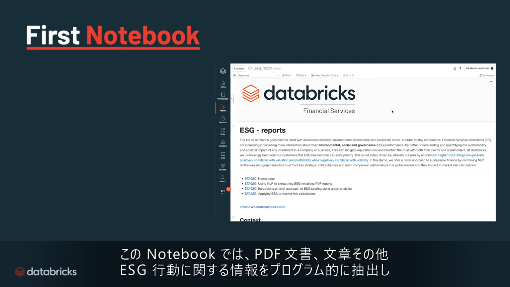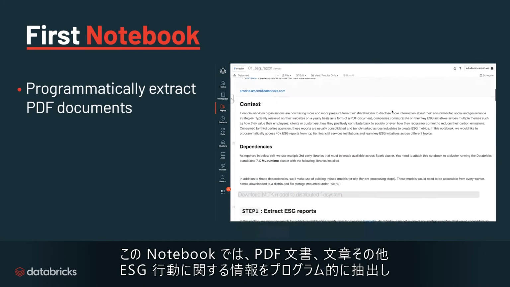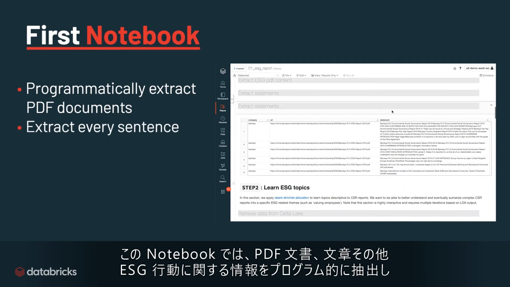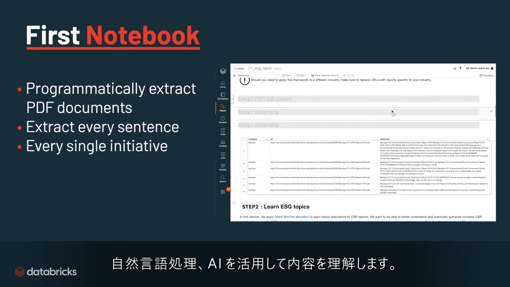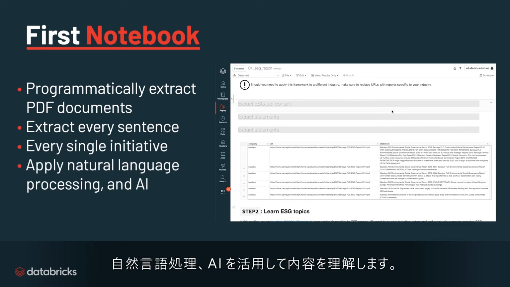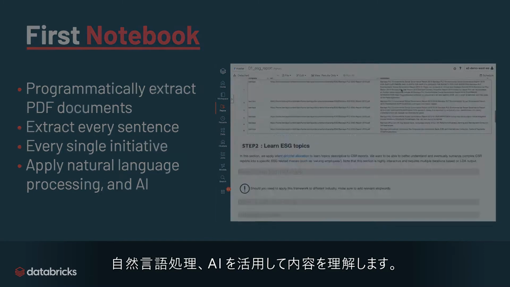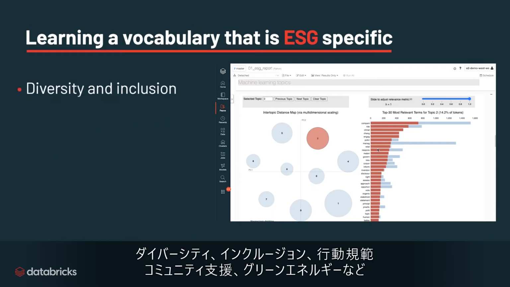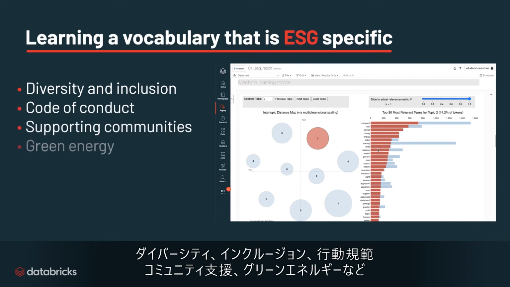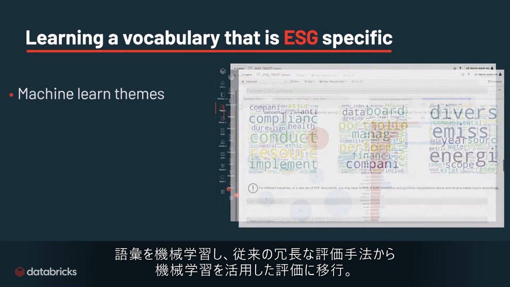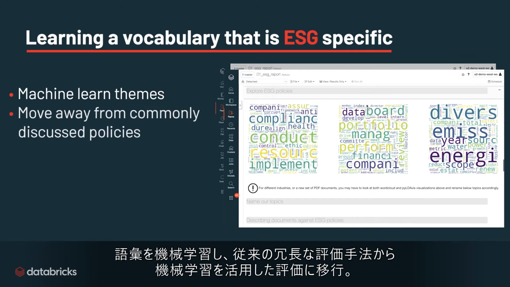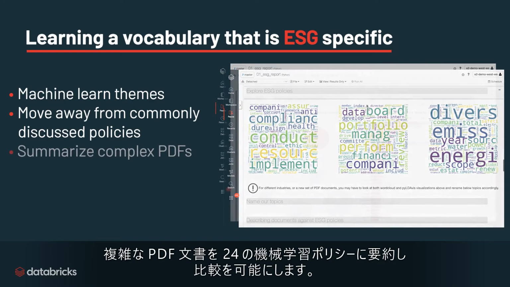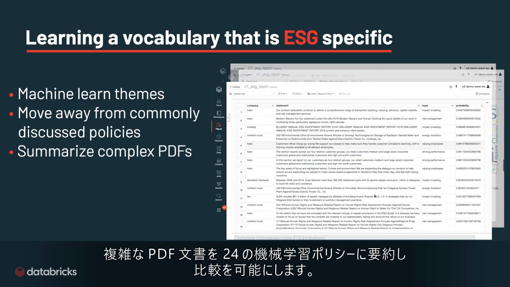This first notebook shows practitioners how to programmatically extract PDF documents, extract each and every single sentence, every single initiative, and apply natural language processing and AI to understand what those statements are all about. Learning a vocabulary that is ESG specific, with themes such as diversity and inclusion, code of conduct, supporting communities, and green energy. Being able to machine learn these themes and move away from lengthy and verbose commonly discussed policies to machine-learned initiatives that help us to summarize complex PDF documents into 24 machine learning policies that we can compare.